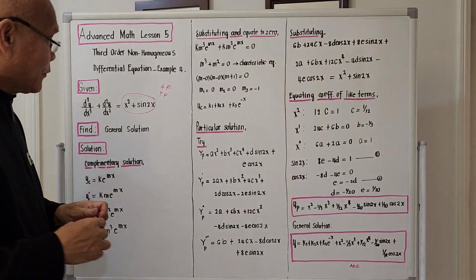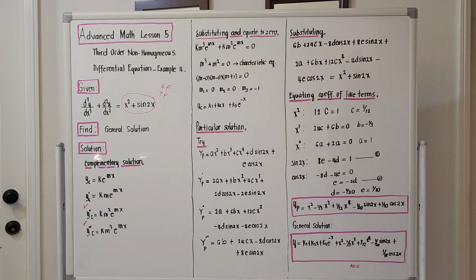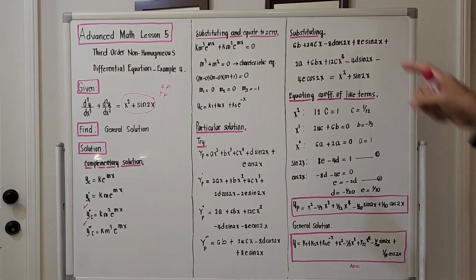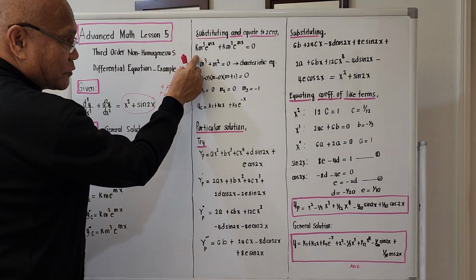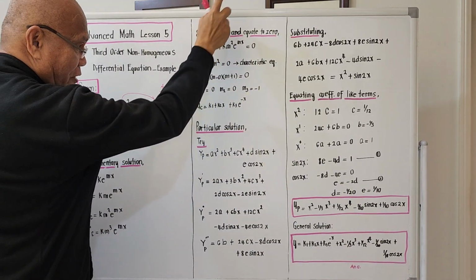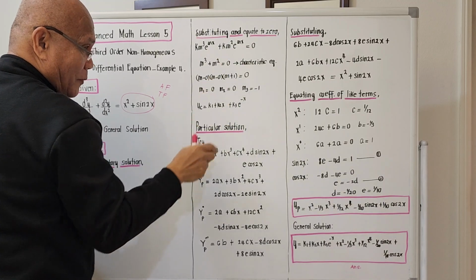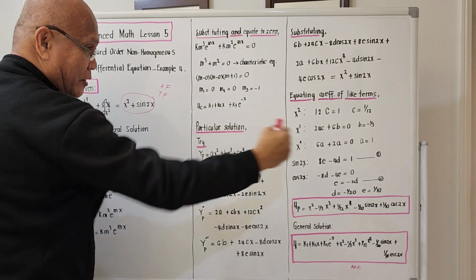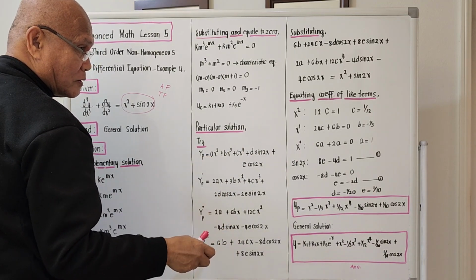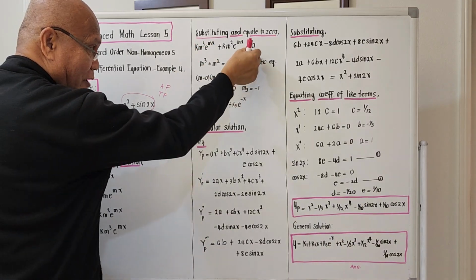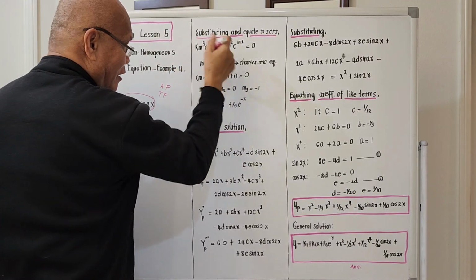So I place it here, substituting and equating to 0. The third derivative is km cubed e to the mx. Second derivative is km squared e to the mx. Okay, for the complementary solution, we equate the right hand side to be 0. At the time we are taking the complementary solution, and after the substitution, we equate the right hand side to be 0. Okay, there's a common factor k e to the mx.